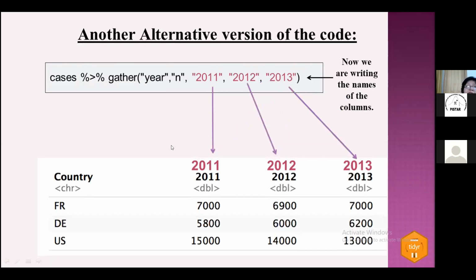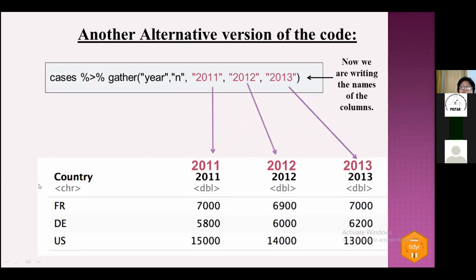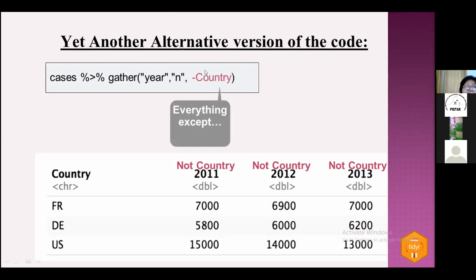All right. Now this is an alternative version. Remember previously we were writing 2 to 4 to indicate which columns we are going to take. Now we are writing the titles, 2011, the name of that column, 2012 and 2013. All right, this also works to get the same result. Now there's another version also, another alternative. Just look here, minus country. You see that first one, I was saying to you that that is already in the column form. So please do not gather that.